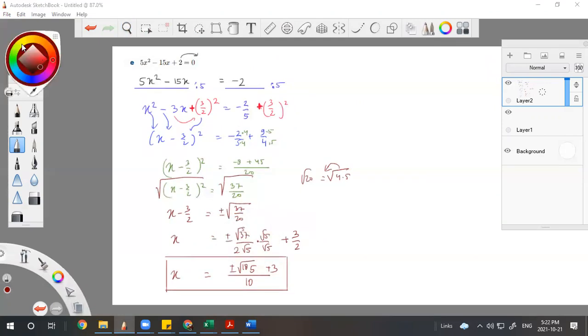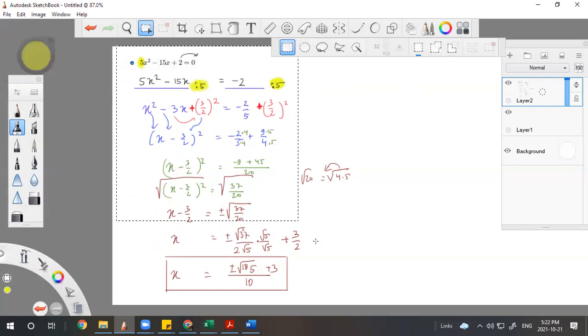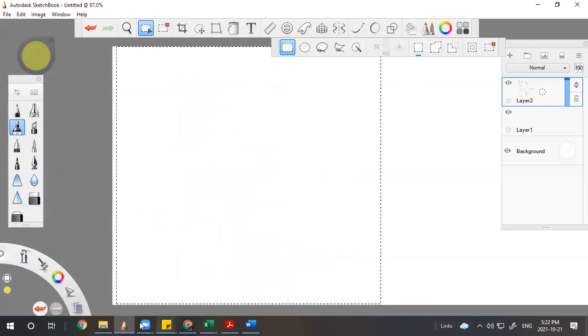First thing first is annihilating the 5. You need to annihilate the 5 by dividing by 5 on both sides. Remember that. After that, we can do the same way. But what is hard is that we deal with the fraction. The fraction is annoying in this case.